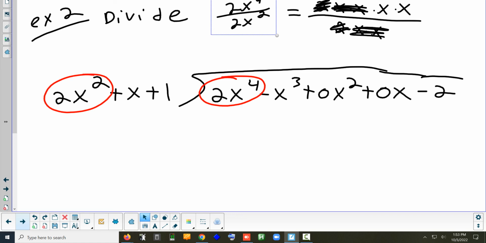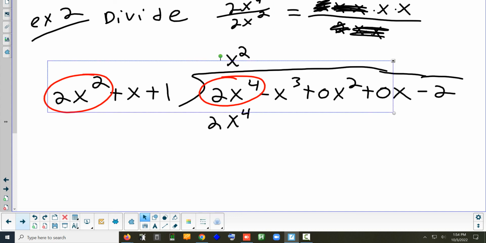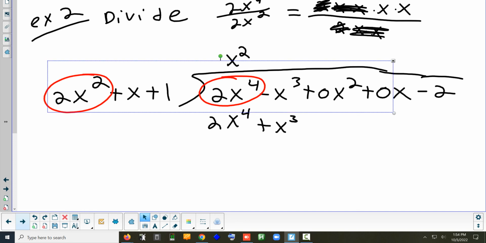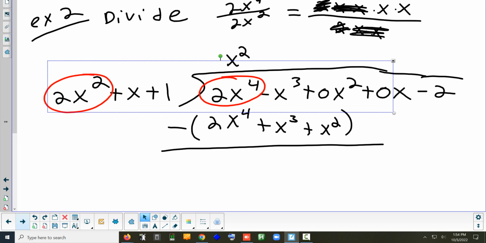So what are you left with? It would be x squared. X squared. Yep. Okay, so we get x squared. Now multiply that back up. X squared times 2x squared is 2x to the 4th. Abigail, what's x squared times x? Yep, it's x cubed. Dustin, what's x squared times 1? Just be x squared. And now subtract those columns.